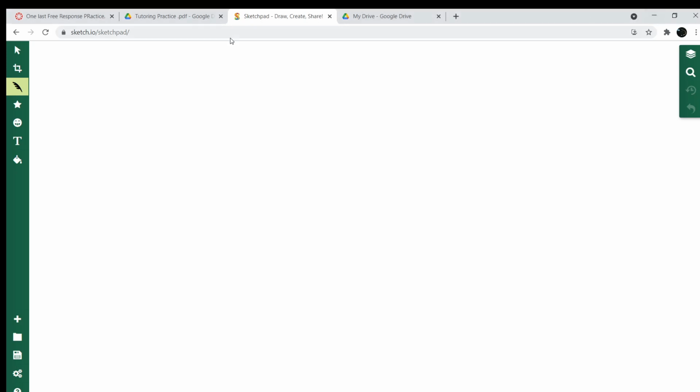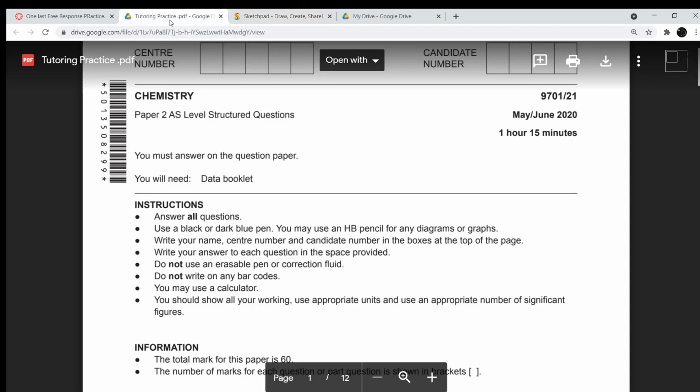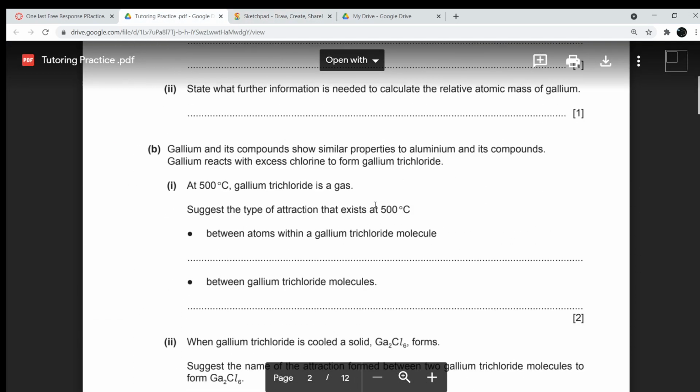And remember, our main goal isn't necessarily to answer every question right. It would be nice if we could, but our main goal is to get as many points as possible. So we're going to take a look at our test here, okay?